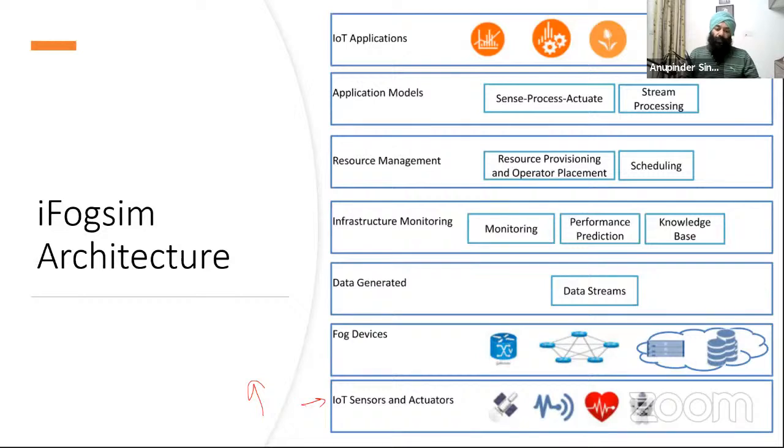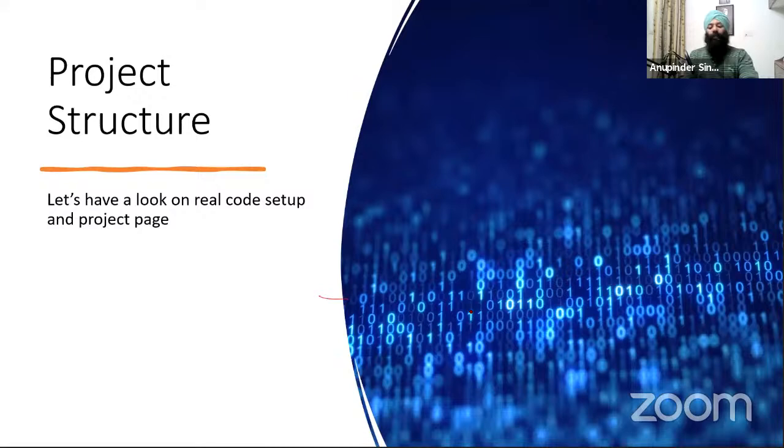Fog devices are the ones which are going to be there for the computation part in the intermediate layer. That is what they represent, and in fact they also represent the cloud. Depending upon a flag, this device is going to represent either the cloud, an intermediate node, or a switch or something like that. Then there is a layer for data generated, right? So data streams are going to be maintained correspondingly.